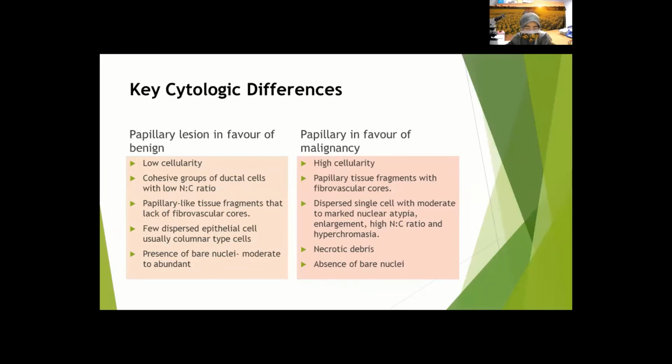In contrast, for malignancy the cellularity is usually very high, and the papillary tissue fragments usually have a true fibrovascular core. The dispersed single cell pattern shows moderate to marked nuclear atypia and a high NC ratio. Bare nuclei should be absent, and sometimes there may be necrotic debris. This is my highlight of the constellation of features that very much help us decide whether this is benign or favors malignancy.